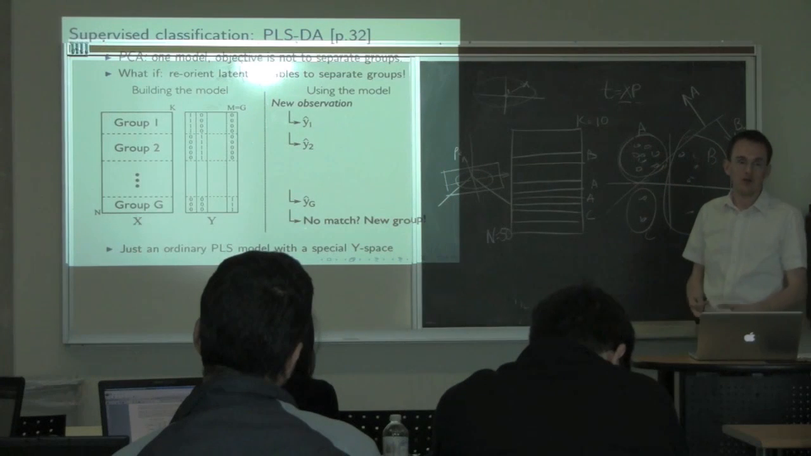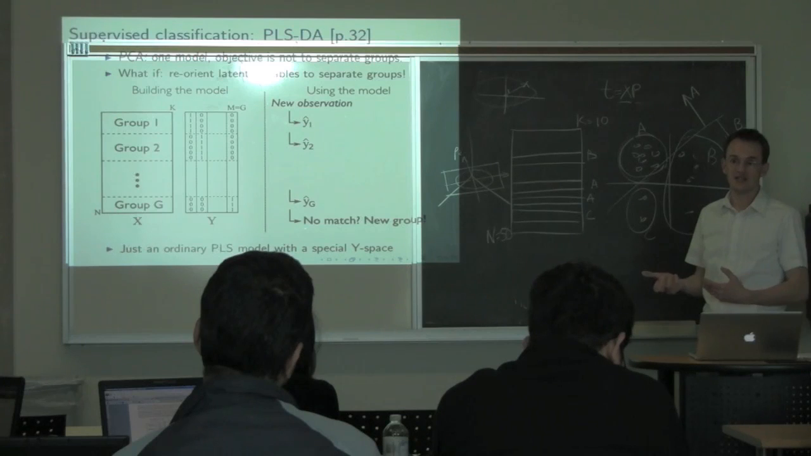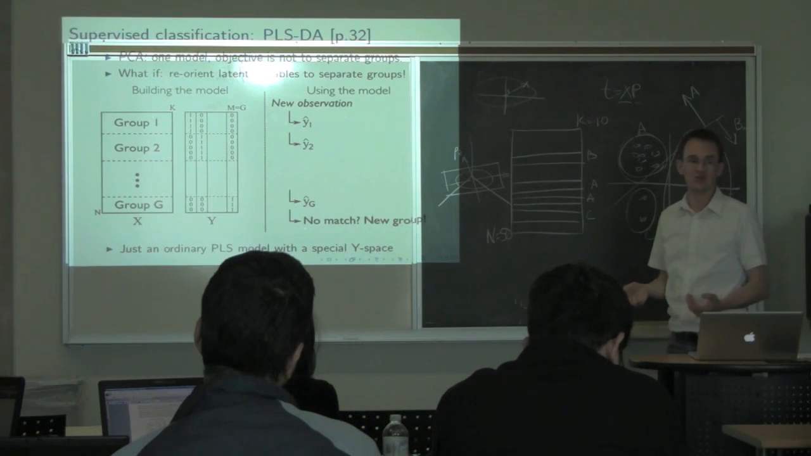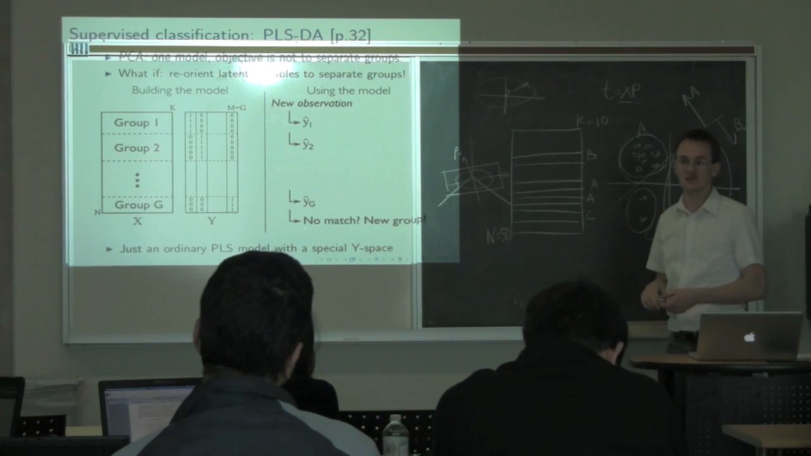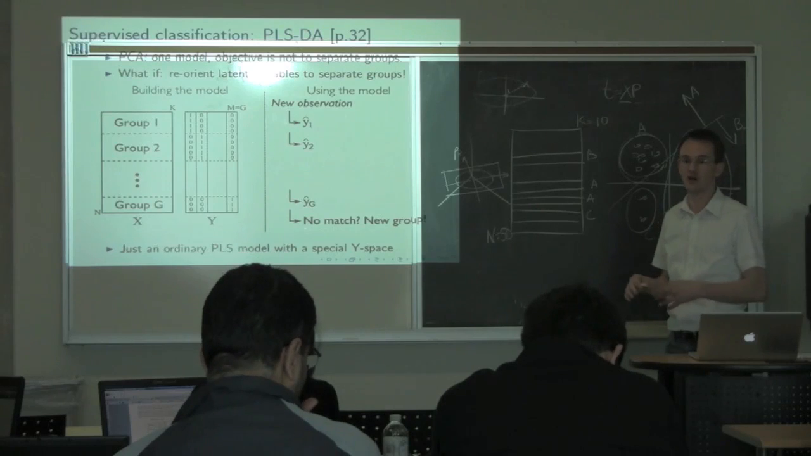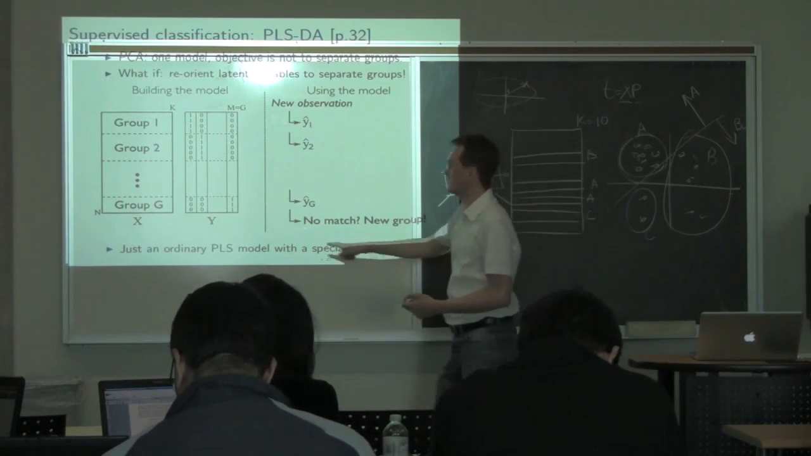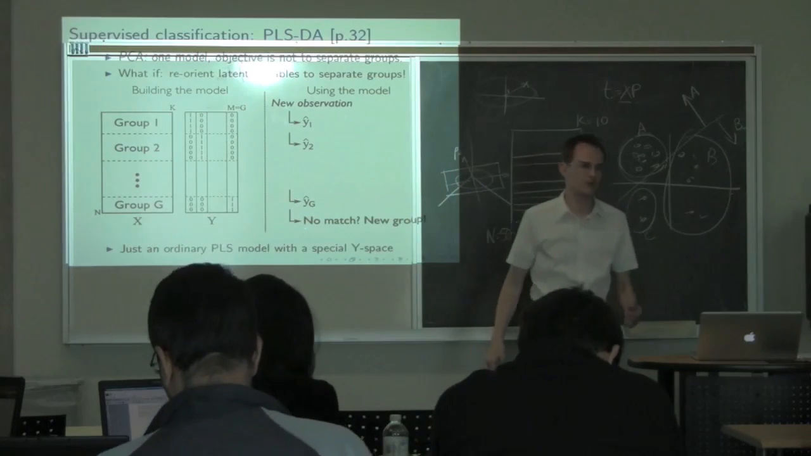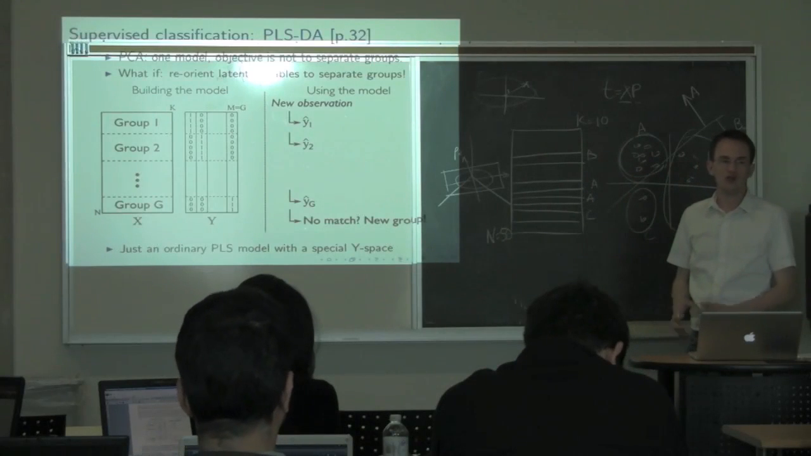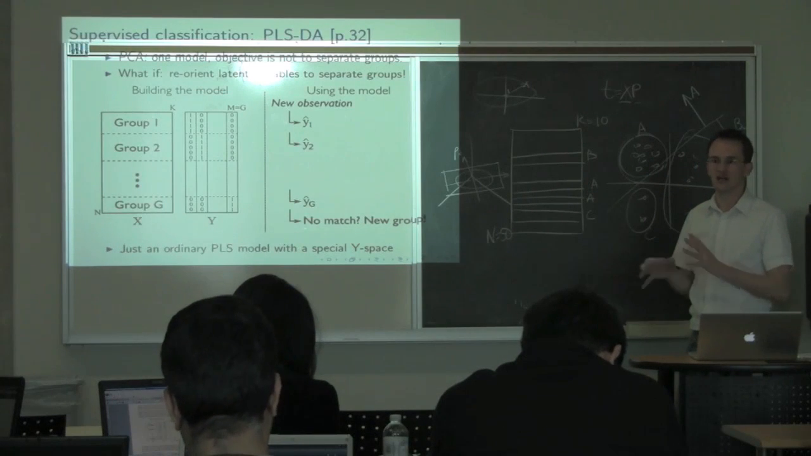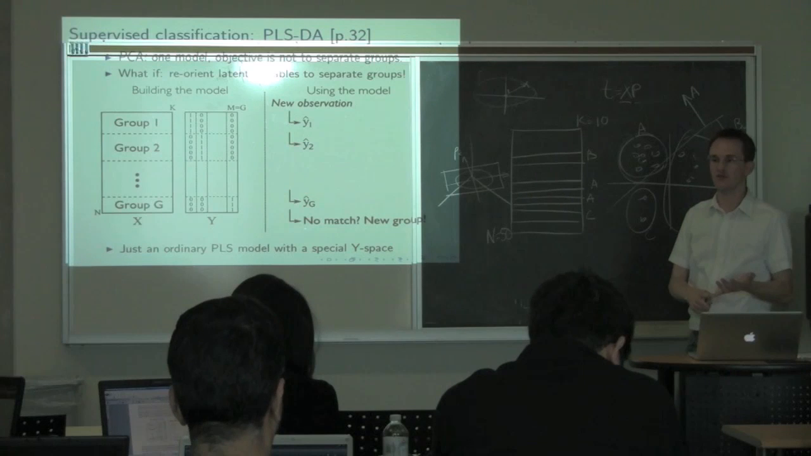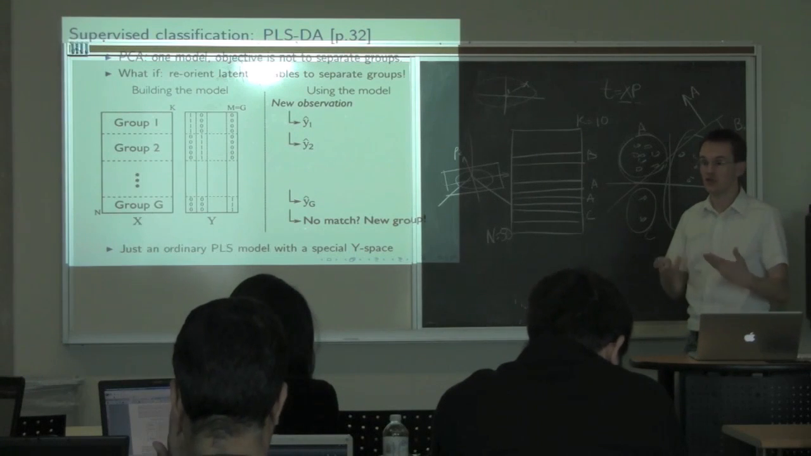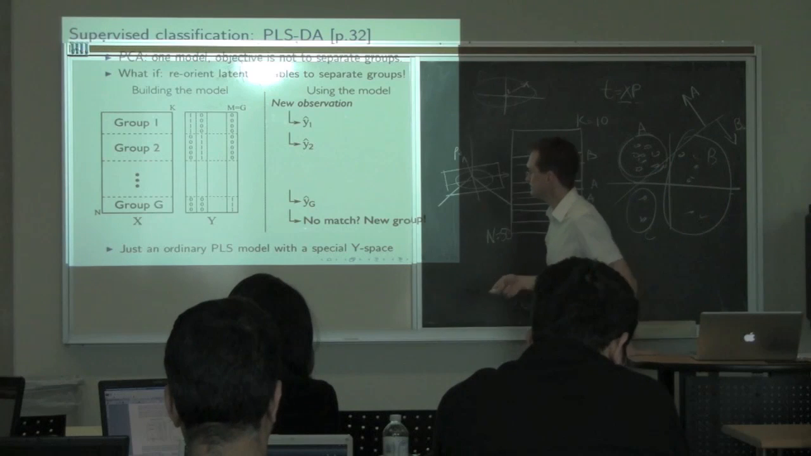So the way you should see a PLSDA model is just like a PLS model. The only difference is your Y space is a little bit special. You've especially made your Y space like this. So when you use a PLSDA model, you use it like a normal PLS. You look at the observed versus the predicted plots, you look at the W star Cs. All those tools are still the same.